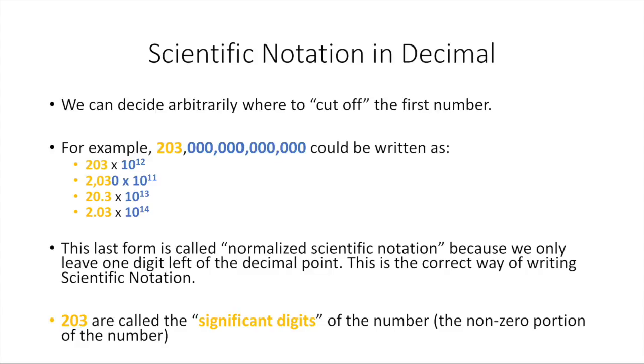Well, we're going to use the last form where there's only a single digit on the left of the decimal point, because that's just normalized. That's just a way we can all agree that we're going to write our scientific notation. And this is actually called normalized scientific notation. This is the correct way of writing scientific notation. We have one digit, then the decimal point, then more digits, and then we have times 10 to the power of something. So 2, 0, and 3 are called the significant digits of the number. This is what I've been saying.